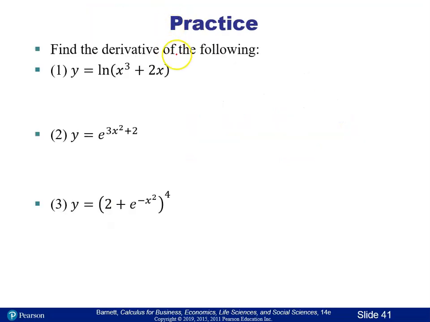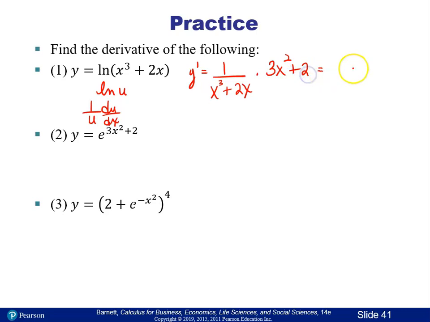All right, last ones to practice with. If we're finding the derivative of this one, this would be the natural log of u. So we're going to do 1 over u du dx. Okay, so my derivative then would be 1 over that inside function, that's our u, times the derivative of that inside function, so 3x squared plus 2. So I have 3x squared plus 2 over x to the third plus 2x.